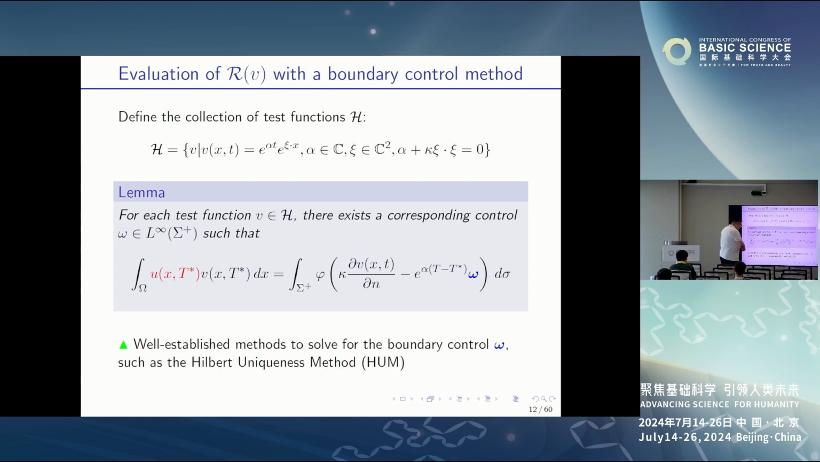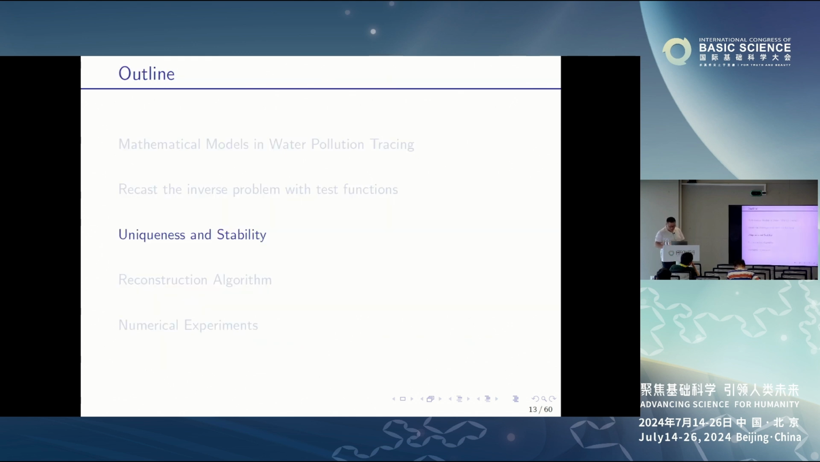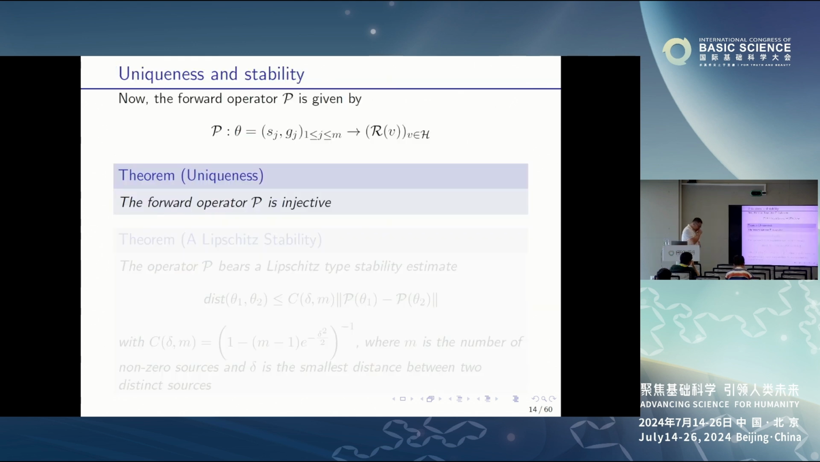Fortunately, we have a well-established method to solve for this boundary control omega. That's the very famous Hilbert uniqueness method. You see the name Hilbert, so it must be a very famous one. So the so-called Hilbert uniqueness method is used to numerically find this omega. We will go back to that method again. Before that, let's talk about the uniqueness and the stability proof.